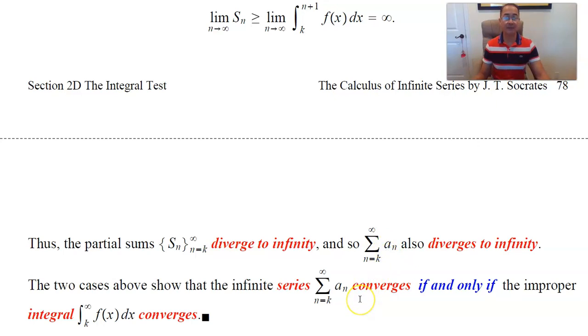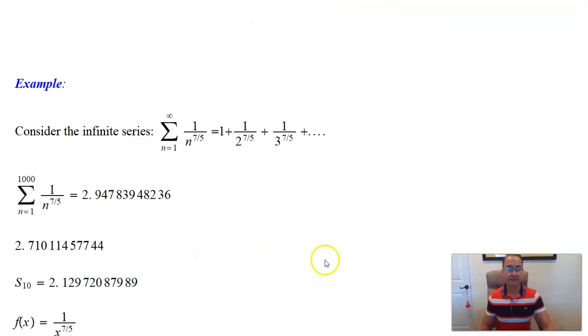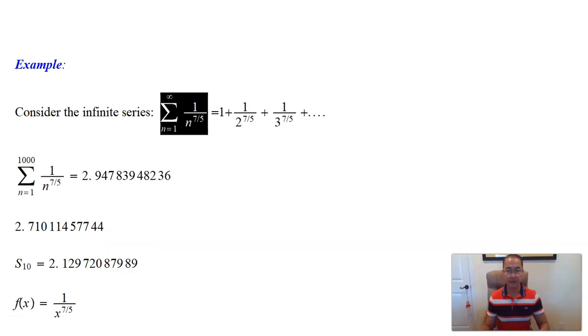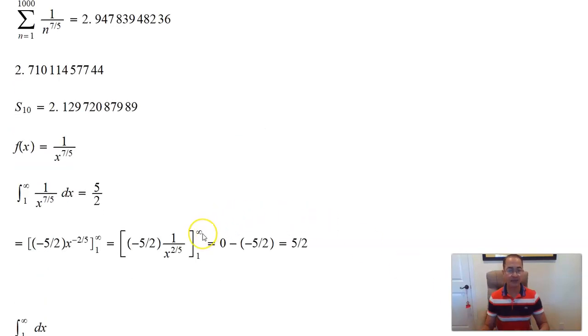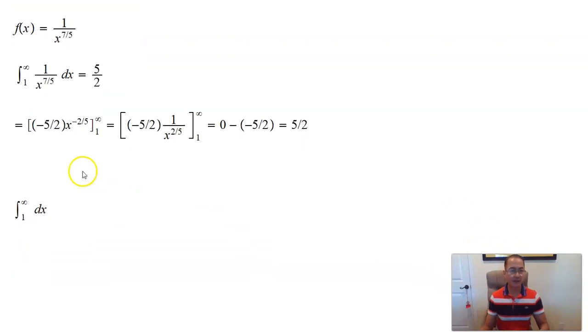All right, so putting these two cases together, we can say that our infinite series converges if and only if the improper integral from k to infinity of the parent function also converges. So this was our example. We have the summation of 1 over n to the 7/5. We looked at the improper integral and we were able to compute it and say, nice, the limit at infinity is 0. So 1 is no problem. The improper integral converges.